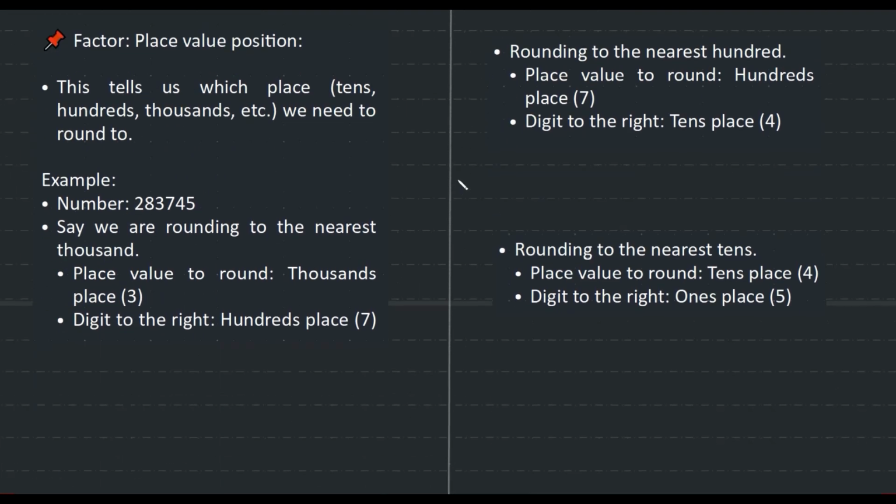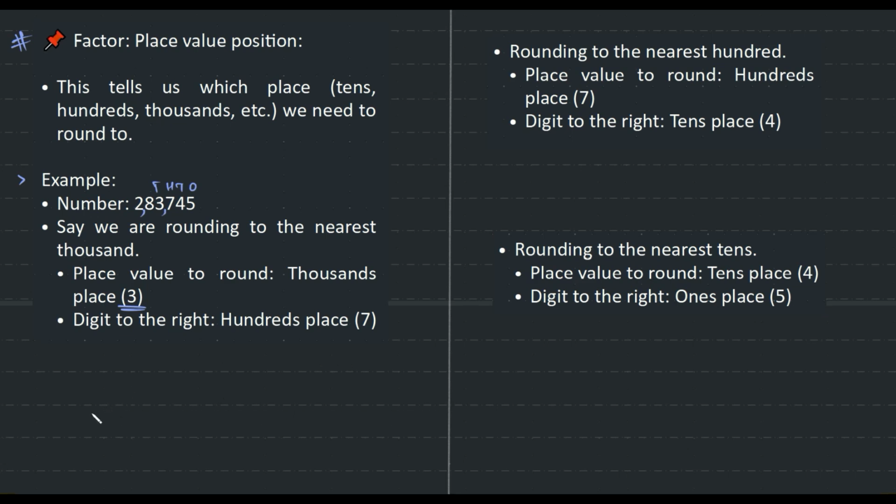Okay, guys. So let's start off with the place value. This tells us which place we need to round to. Let's look at an example. If we have 283,745, I put the comma now. Say we are rounding to the nearest 1000. So this is 1, this is 10, this is 100, this is 1000, right? So the place value to round to is the 1000 place. In this case, the digit is 3. The digit to the right is our 100 place, that is 7. This is how you should consider.